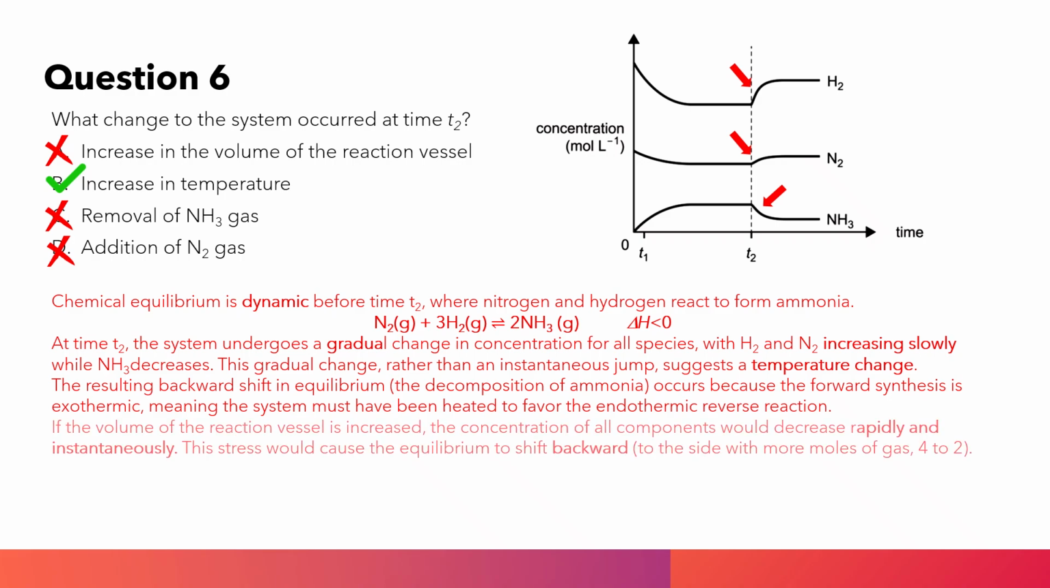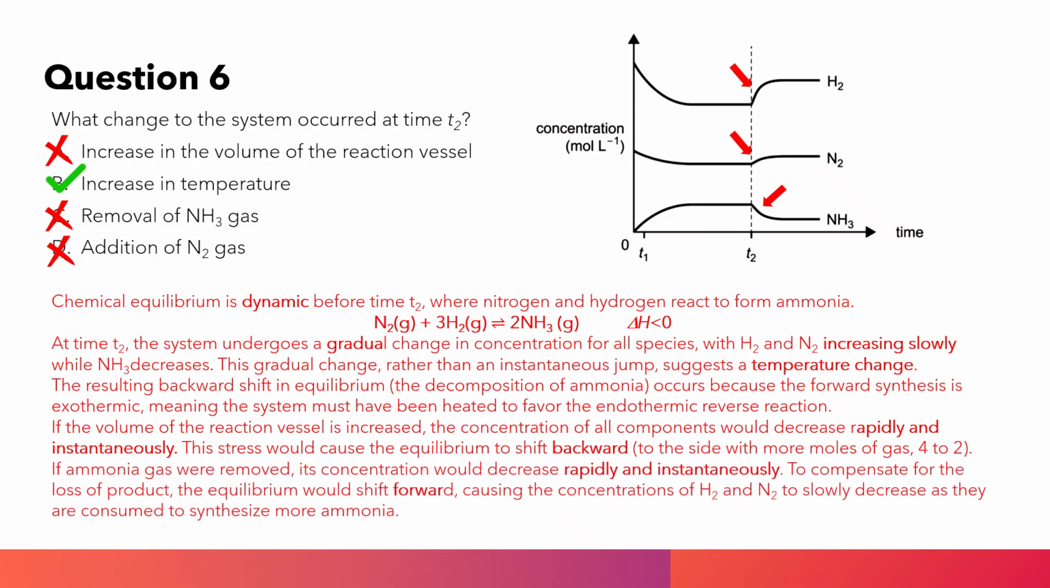If the volume of the reaction vessel is increased, the concentration of all components would decrease rapidly and instantaneously. This stress would cause the equilibrium to shift backward, to the side with more moles of gas, 4:2.